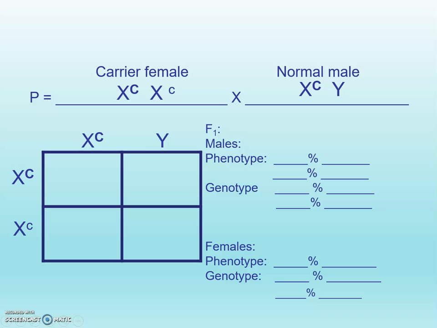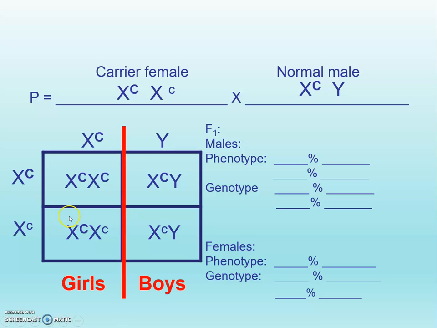Let's see what happens. Box number 1, we've got X big C, X big C. Box number 2, X big C, Y. Box 3, X big C, X little c, and box 4, X little c, Y. Now with this one, we're going to look at males and females separately. So I've got the girls separated from the boys.